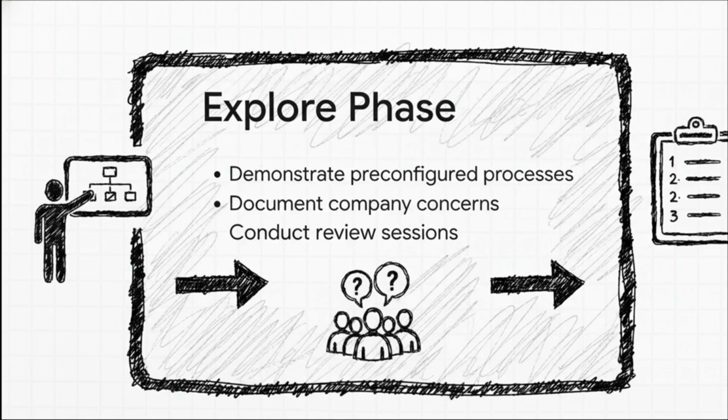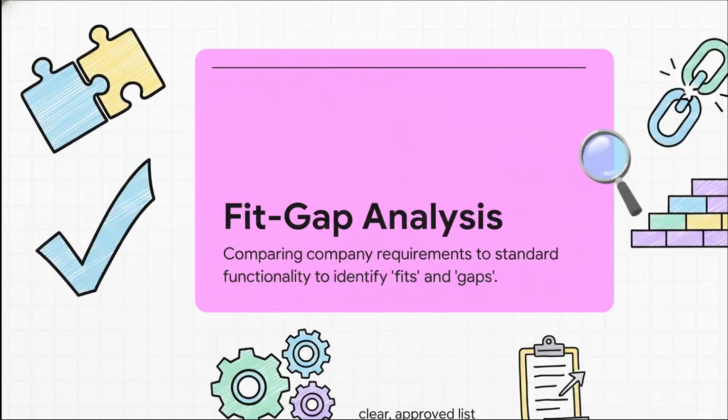All that collaboration leads to a clear, prioritized list of what needs to be adjusted. And this whole process has a name. It's called a fit gap analysis. Now, it sounds a little technical, but the idea is super simple. The team is just systematically checking what fits perfectly with the standard and where the gaps are that need some special configuration or development. The result is that clean, approved list of everything that needs to be built.